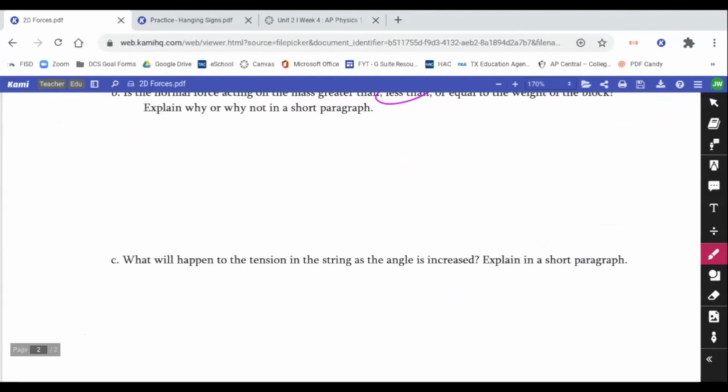Since the object is going to have to stay at a standstill, at rest, imagining the object stays at rest, tension then has to increase to balance that increase of the component of gravity pulling to the left. So increase the angle, the component of gravity pulling you down the slope increases. So tension would also have to increase to oppose it to keep things balanced.